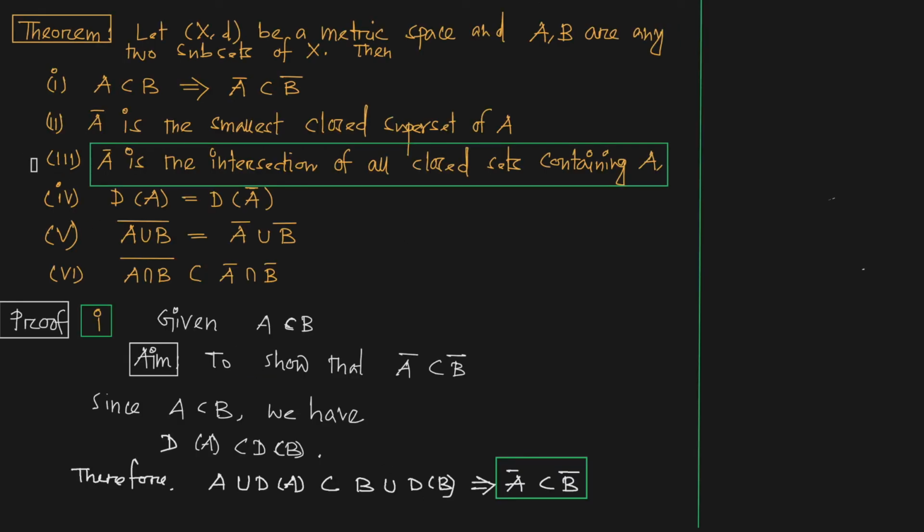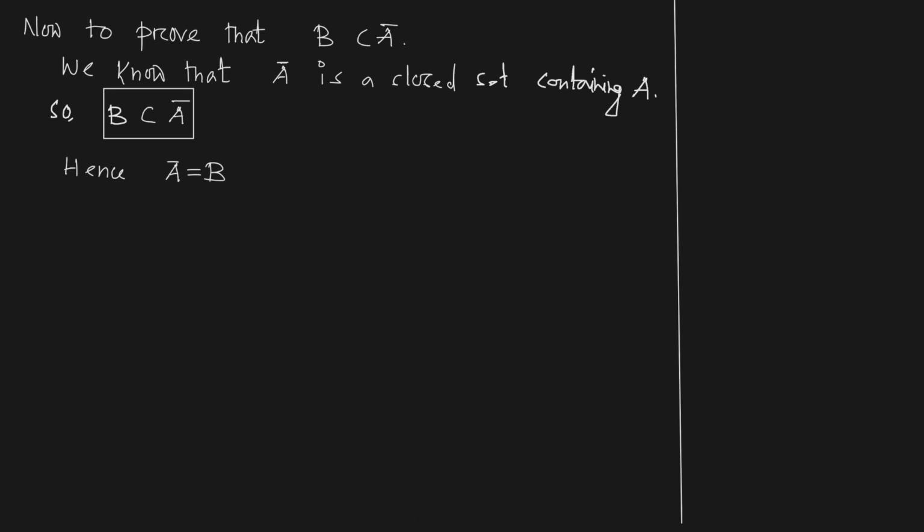Okay, so next, the derived set of A is a subset of the derived set of B. So next, number 4, since A is a subset of A bar.